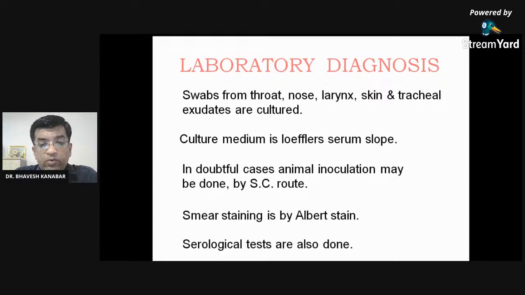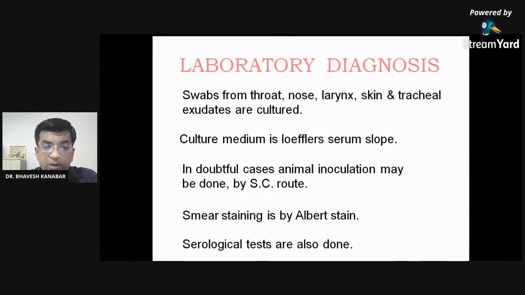Samples which are useful for diagnosis of COVID disease. Which samples are taken? No answer? Or it is taking time for your answers to reach me. Yes, swab. Very good, many students have replied. Nasal swab, right? Nasal and throat swab, yes, very good.